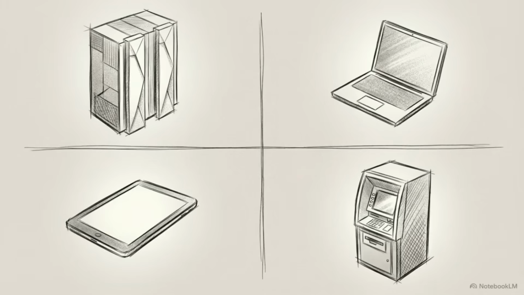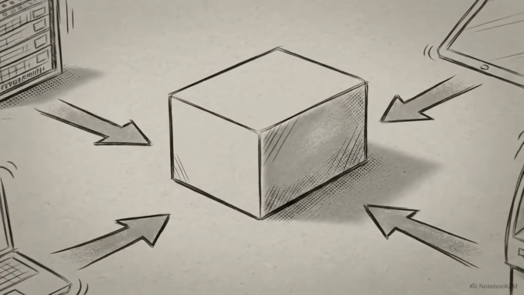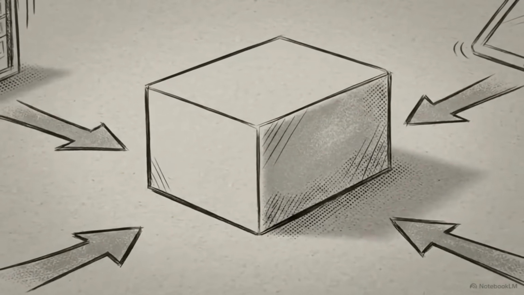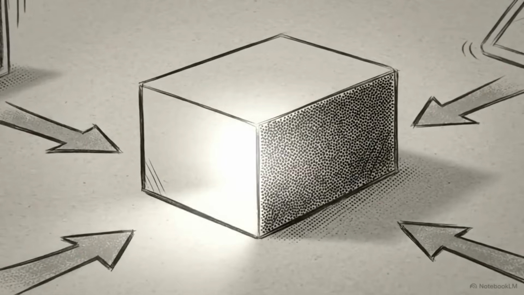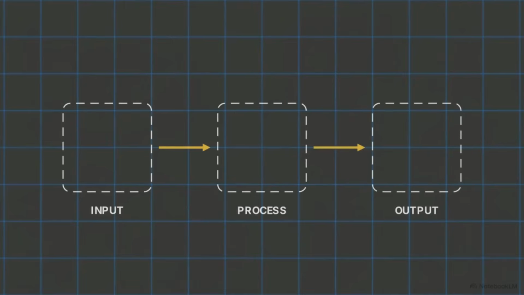Look at a supercomputer, a modern laptop, a tablet, or the ATM down the street. They look different, but if you strip away the screens and the plastic shells, every one of these machines runs on identical architecture. Over the next few minutes, we are going to build a complete visual map of how a computer works, step by step.